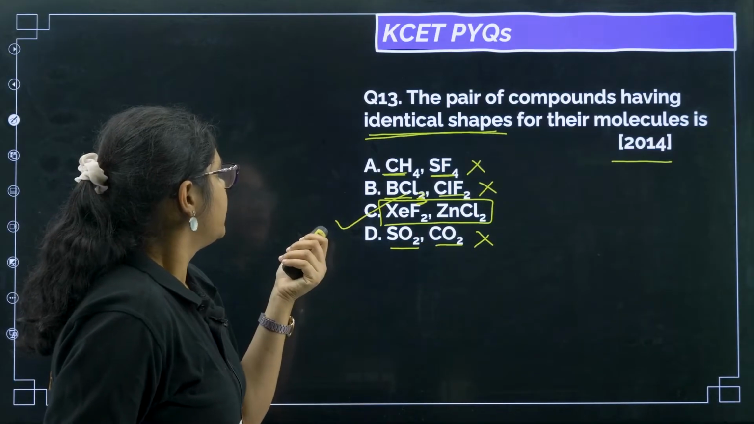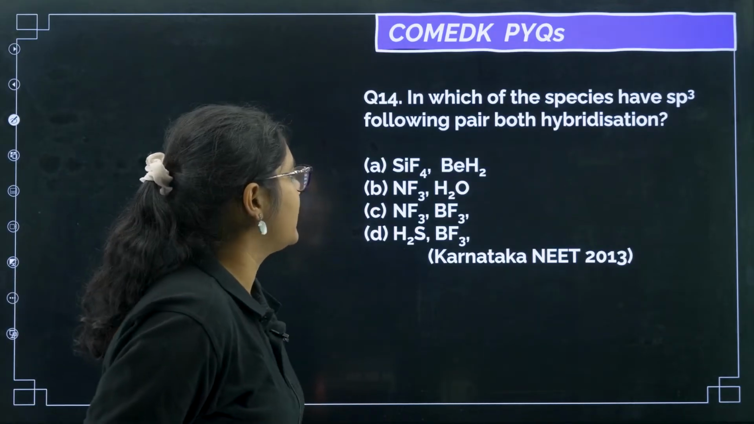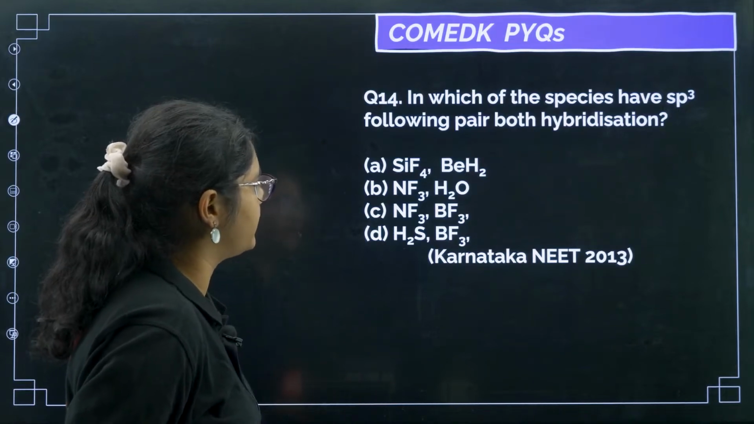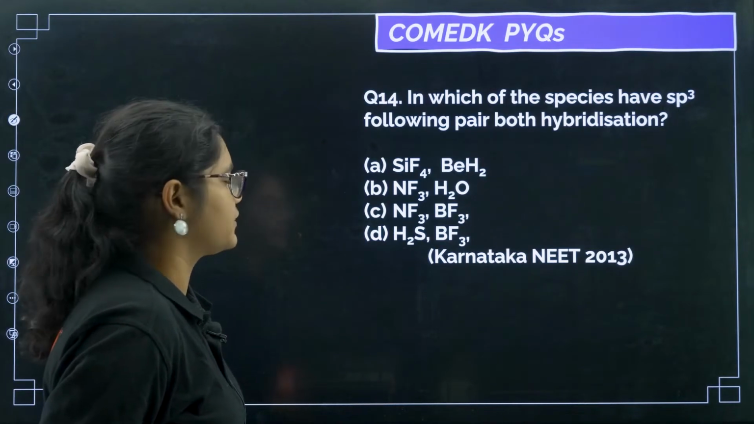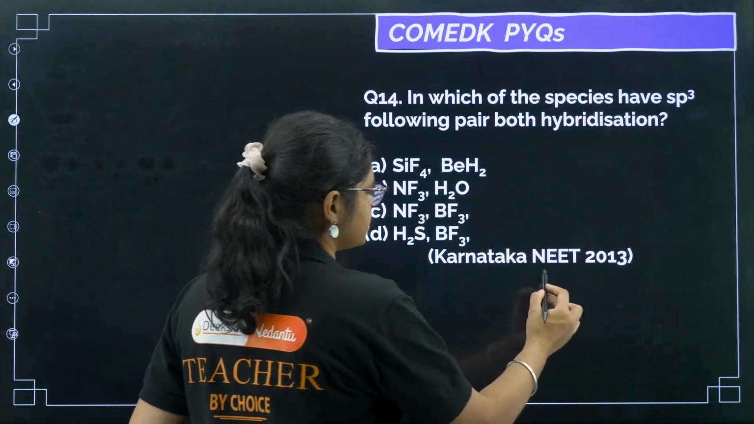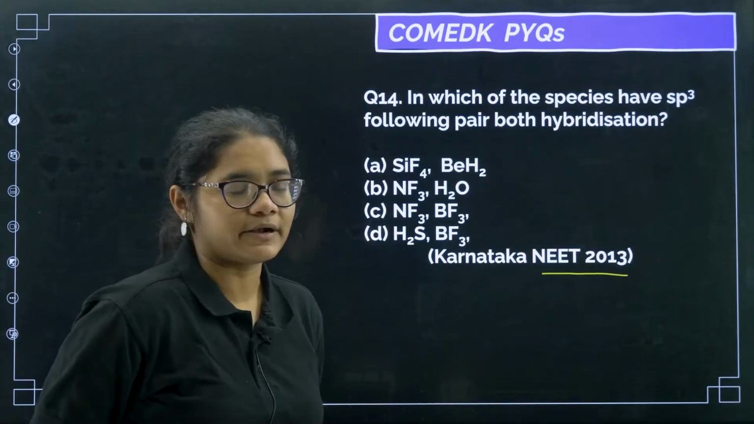Next, question number 14. In which of the following pairs do both species have sp3 hybridization? So both the pairs should have sp3 hybridization. Which one you have to find out? This is Karnataka NEET 2013 question also, and it was asked in COMEDK also.